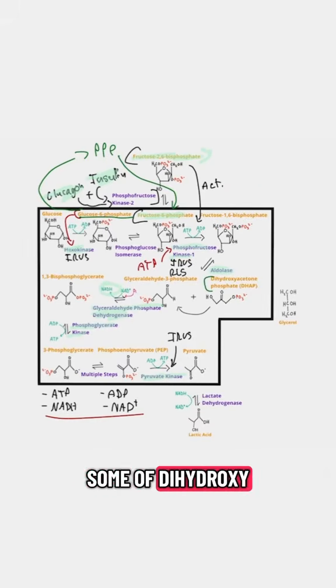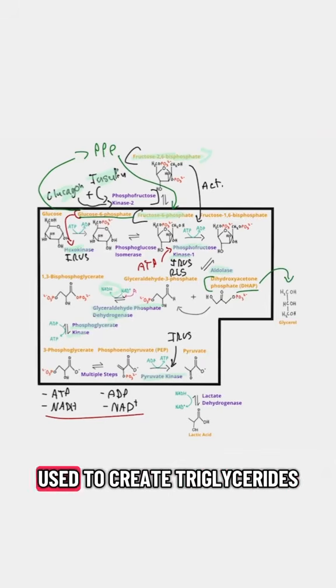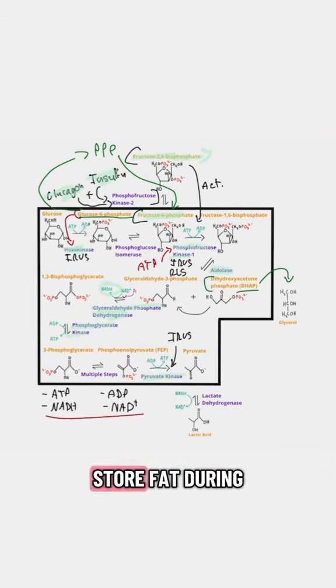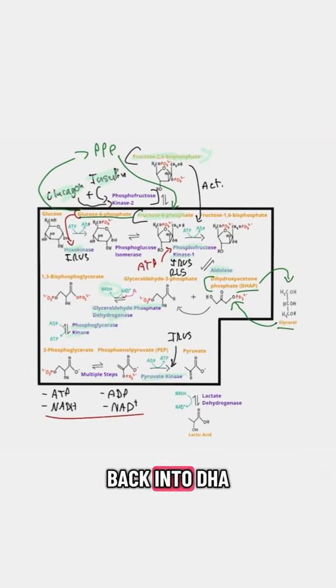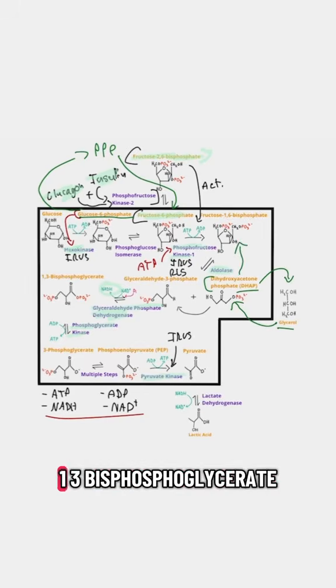Next, some of dihydroxyacetone phosphate, or DHAP, will be used to create glycerol, which is then used to create triglycerides. And that's going to help us store fat during the fed state. Then during the fasting state, those triglycerides are broken back down and we use those fatty acids for energy, but we're left with a glycerol backbone. That glycerol backbone can then go to the liver and get turned back into DHAP to feed into gluconeogenesis.